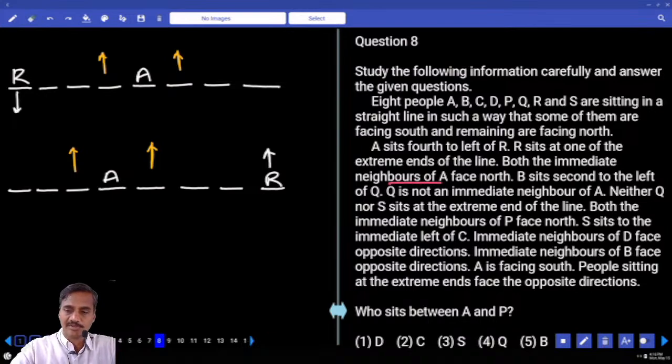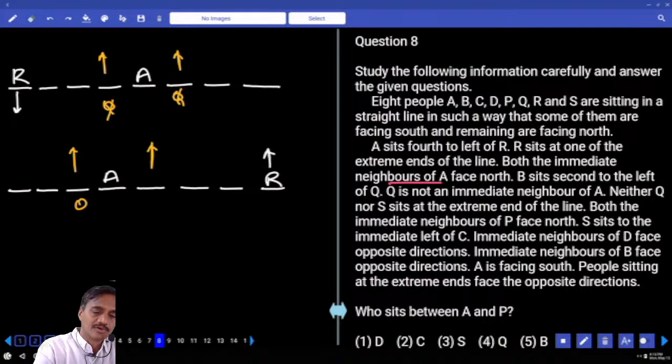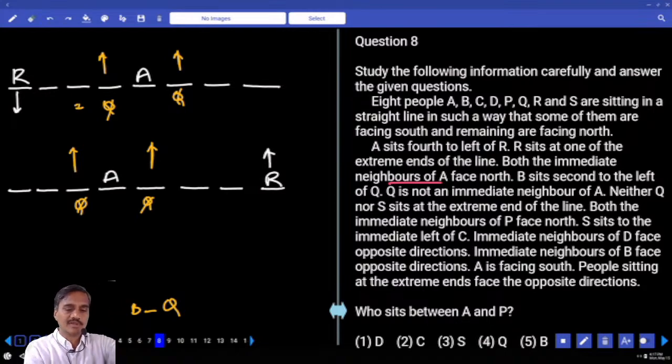Next, B sits second to the left of Q, and Q is not an immediate neighbor of A. At the same time, B sits second to the left of Q. And Q cannot be at this place as well, isn't it? Now if Q is here, then B and A must be in the same place, which is not possible.